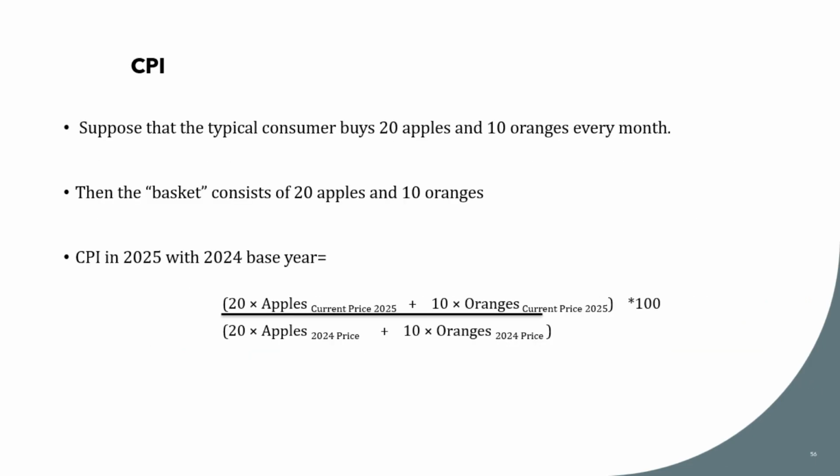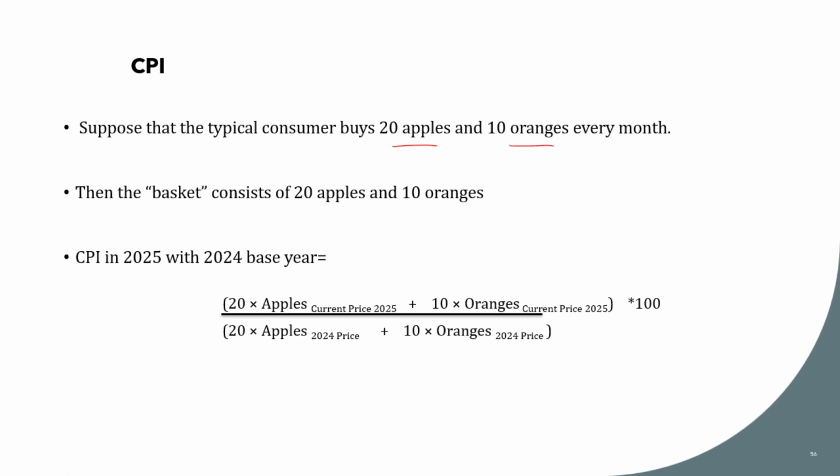In order to get better clarity of the concept, let us use one illustrative example. Suppose that a typical consumer buys 20 apples and 10 oranges every month. This is a brave assumption. Actually, a consumer buys more than two commodities, but just for the sake of simplicity and ease of calculation, we assume that a typical consumer buys only 20 apples and 10 oranges every month. Then the consumer basket consists of 20 apples and 10 oranges. So how do we calculate CPI in 2025 with the 2024 base year?